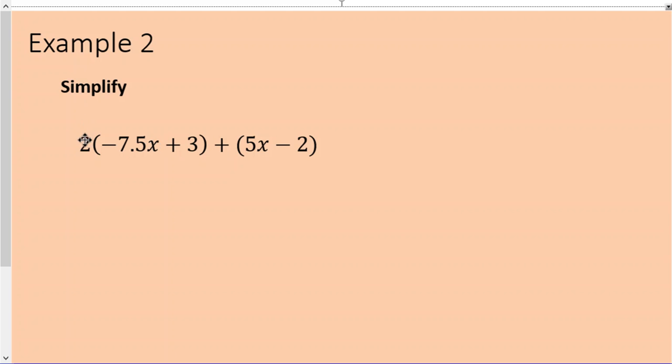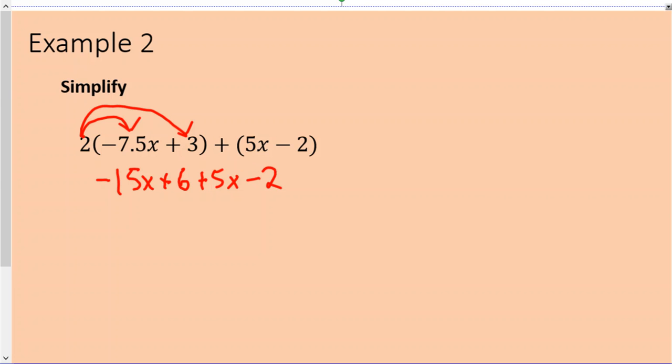So we have 2 times negative 7.5x plus 3. So I'm going to distribute the 2 to this negative 7.5x as well as this positive 3. So 2 times negative 7.5x would give me a negative 15x, and 2 times positive 3 would give me plus 6, and then I'm going to bring down this other expression, so we would have plus 5x minus 2.